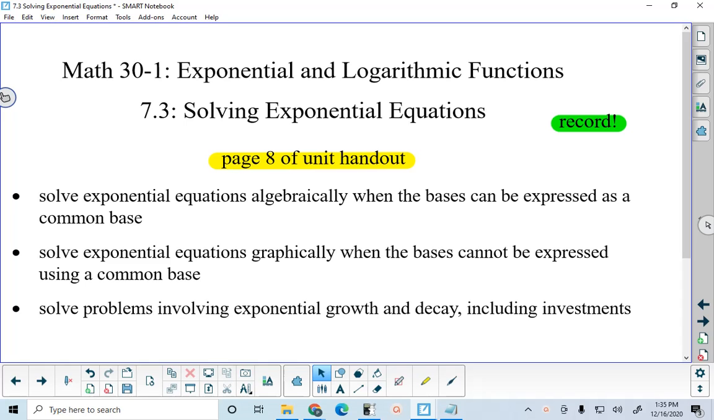And if you're like me, you'll probably like this lesson a little bit more than the last one. I don't really enjoy doing all of the transformation things on graphs. I think that gets a little tedious after a while. A lot of this lesson deals with more algebraic type of math. We're looking at solving exponential equations, and this, again, is on page 8 of your unit handout.